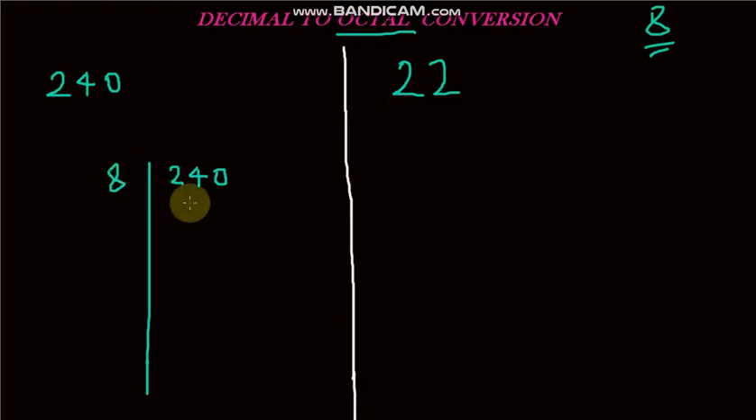What's the quotient? 240 divided by 8 is 30, and the remainder we write on the right hand side. The remainder here is 0, because 240 is perfectly divisible by 8. Now 30 divided by 8 gives a quotient of 3 and a remainder of 6, because 8 threes are 24, and plus 6 we get 30. Now dividing 3 by 8 is not possible, so our quotient is 0 and our remainder is 3.